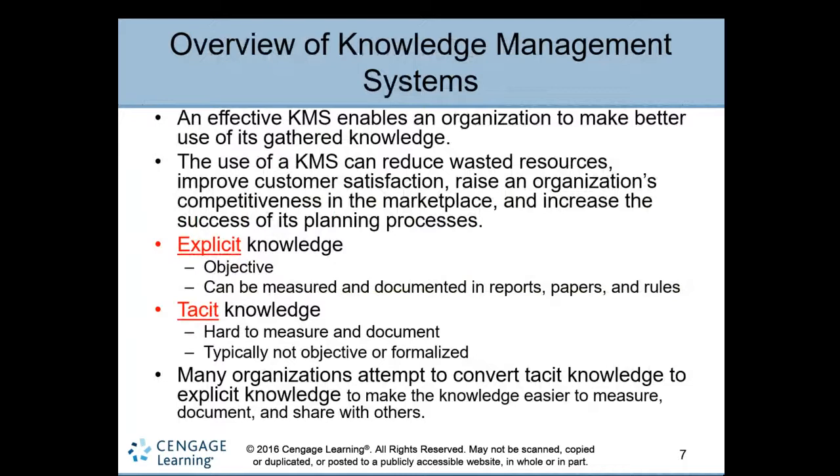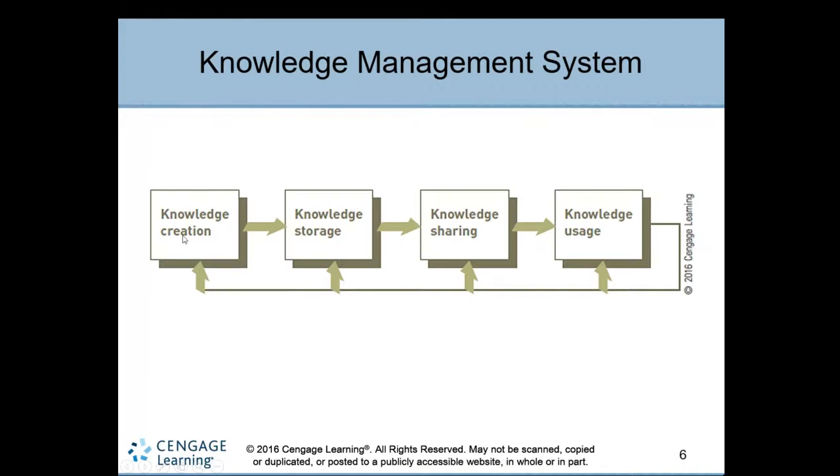So an effective KMS enables an organization to make better use of its gathered knowledge. It means the effective use of a KMS is for better use of acquired and stored knowledge. You can see here: creation, storage and sharing. So what is the main usage? The usage of knowledge is better using of this stored or shared knowledge.